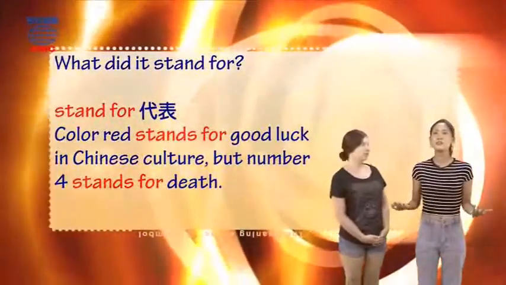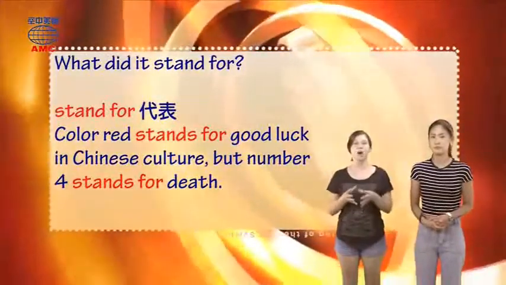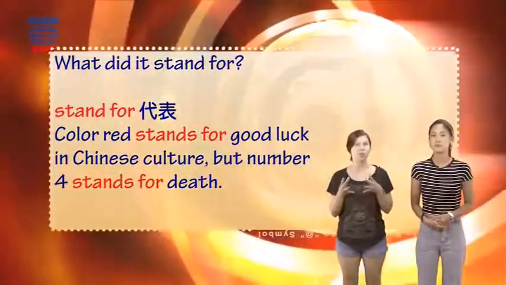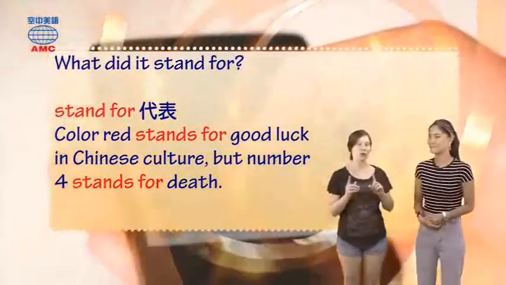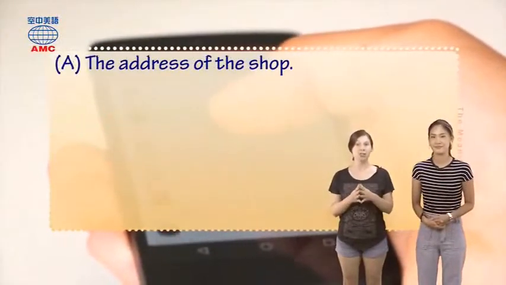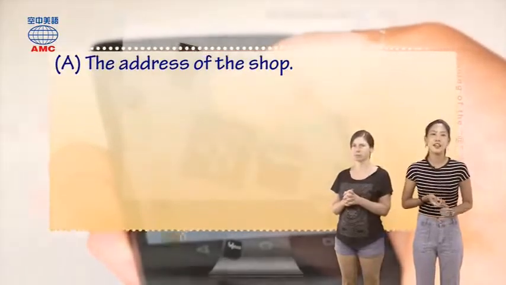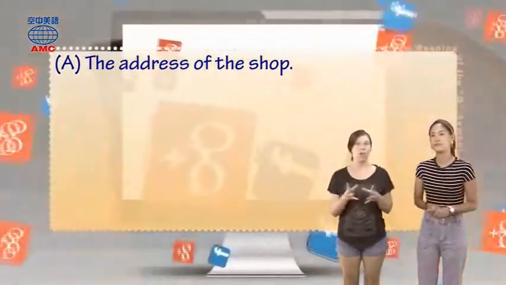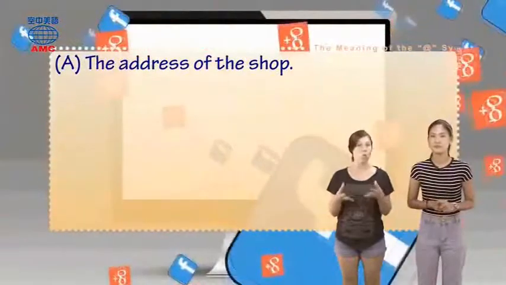Okay, so what choices do we have? Well, we've got some choices to see if we can guess what this sign or this symbol was used for. And don't worry if you don't know the answer. We're going to talk about it later. Okay, so answer A, the address of the shop. 店家的地址啊 That could be right. Okay, so answer A says that people use the at sign to say where the shop was.